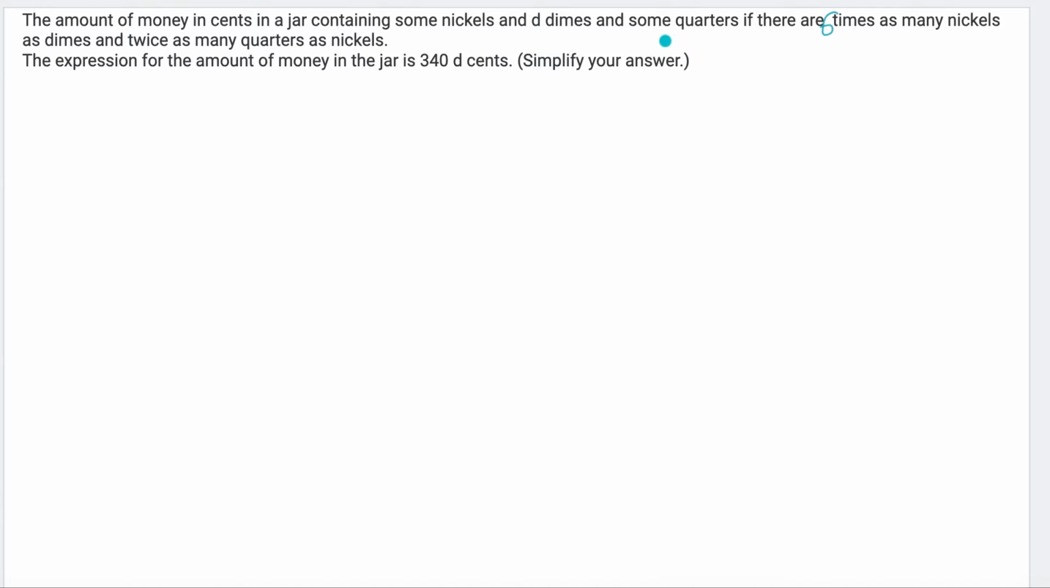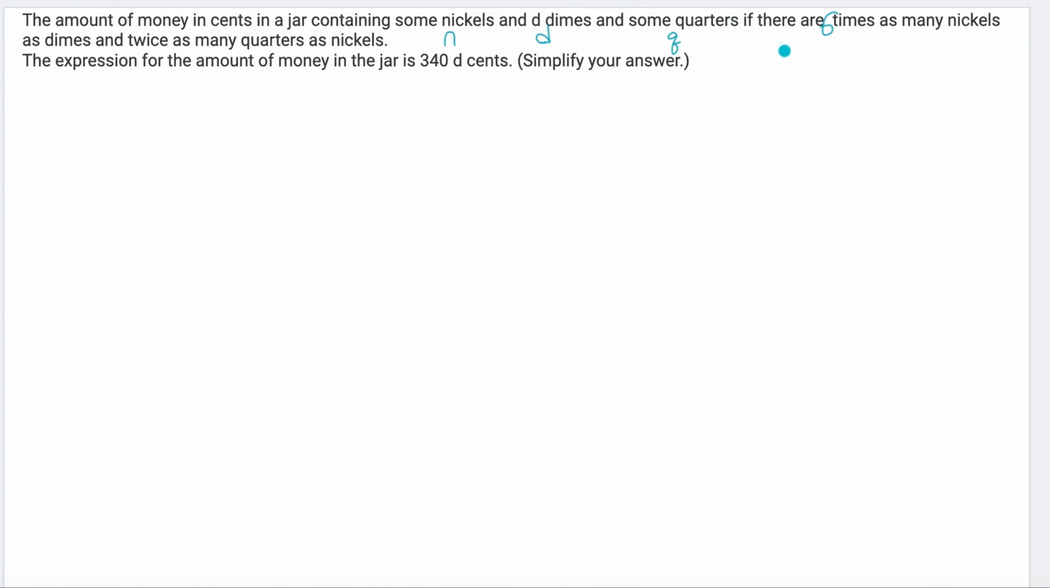So by looking at this, we can say there are n many nickels, and there are d many dimes, and there are q many quarters. So n, d, q are the number of nickels, dimes, and quarters respectively.